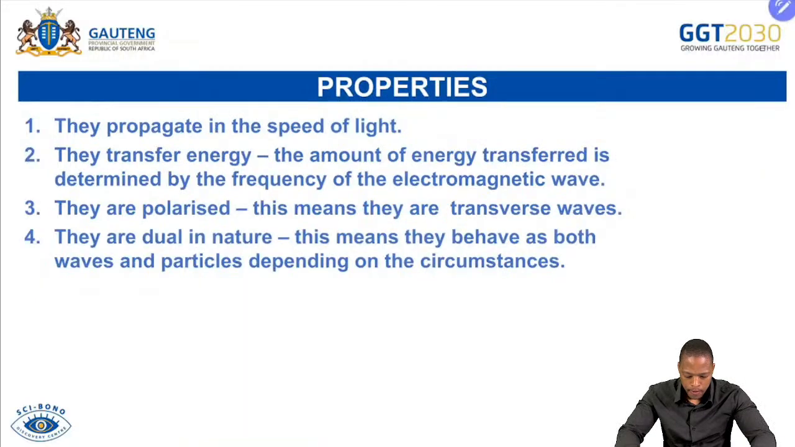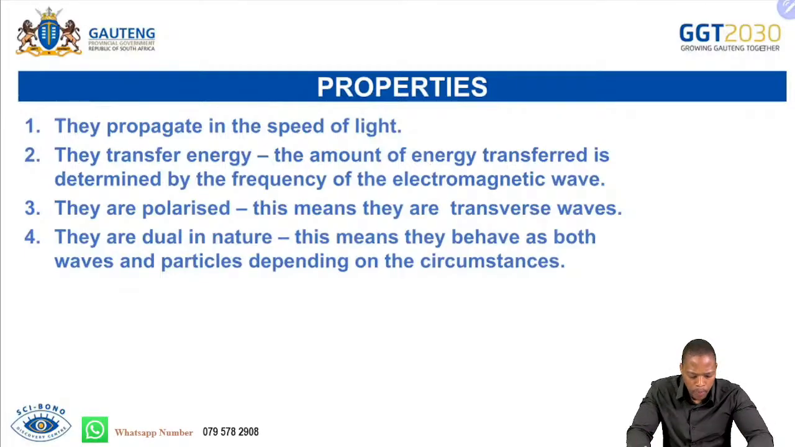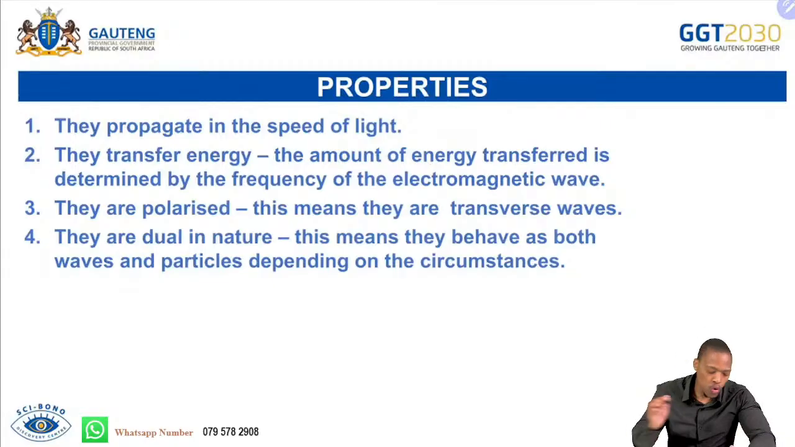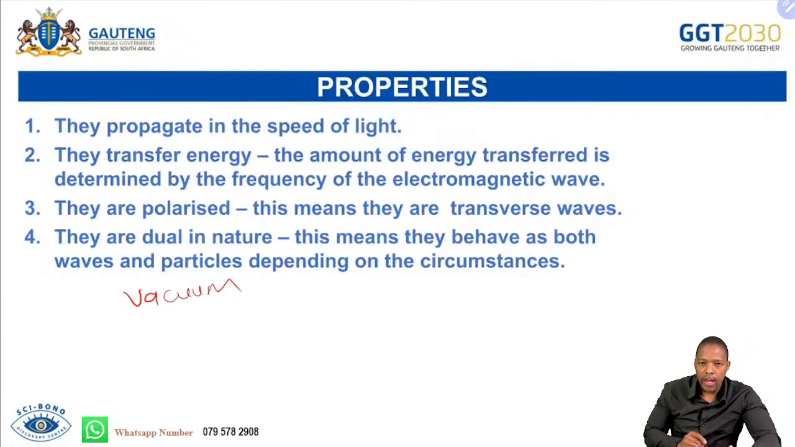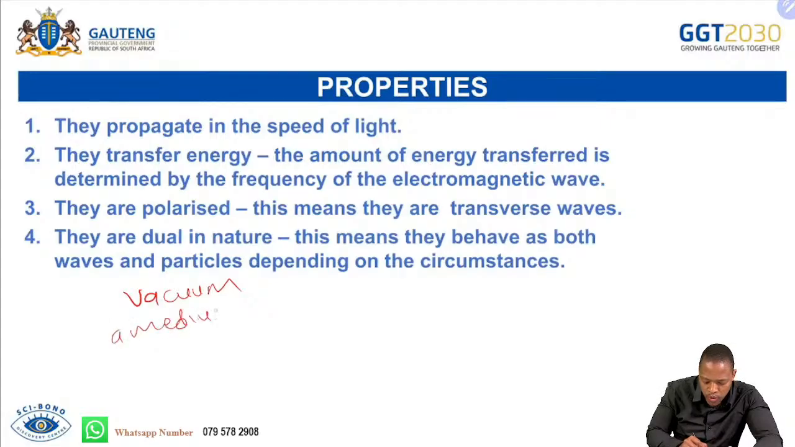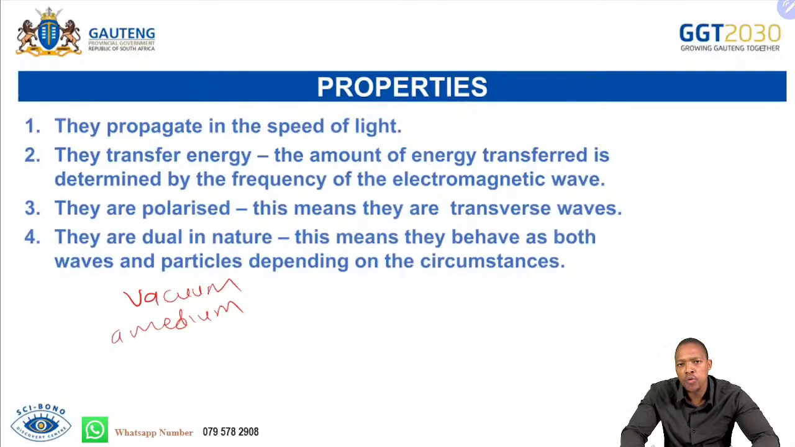Okay, so these waves, when they propagate, they have properties under which they propagate. The following properties are the properties that you must know, grade 12, because these properties can be asked. The examiner usually likes asking the properties of waves, to say how do these waves propagate. The waves can propagate in a vacuum, and the waves can propagate in a medium. These waves do not necessarily need a medium to propagate.